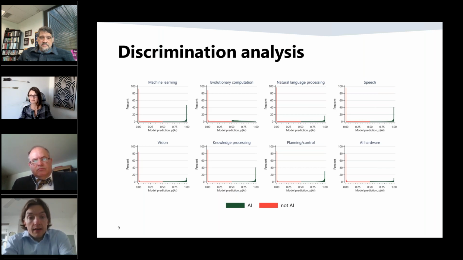However, if you look at evolutionary computation, the second from the top on the left, you do see more weight at 50% for these documents that were predicted to be evolutionary computation.